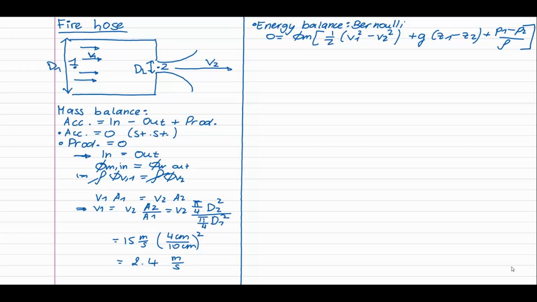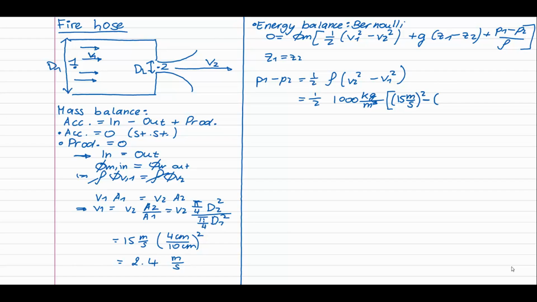The hose is horizontal, so there's no height difference between point 1 and 2. Considering this leaves us with the pressure drop being equal to half the density multiplied by the difference of the squares of the velocities. Filling in all the numbers, we find 1.096 bar.